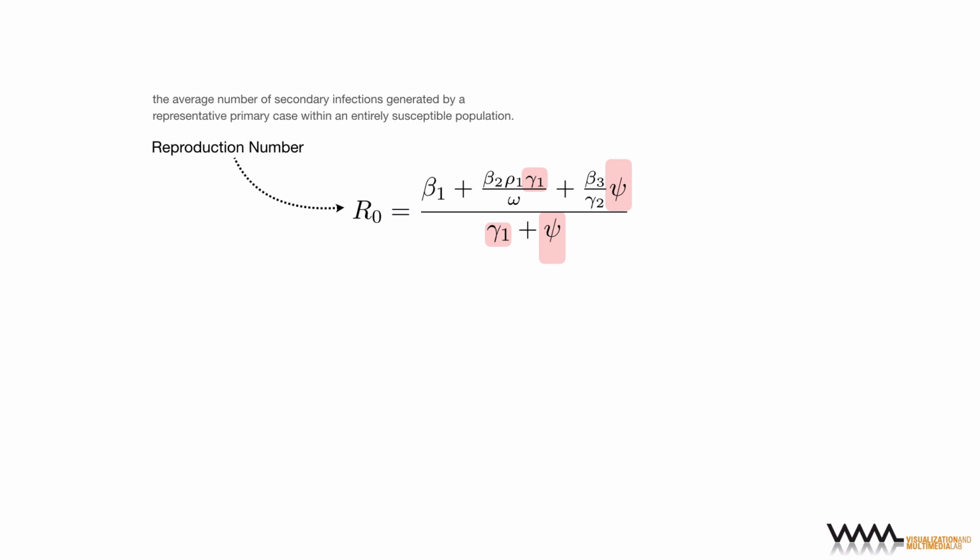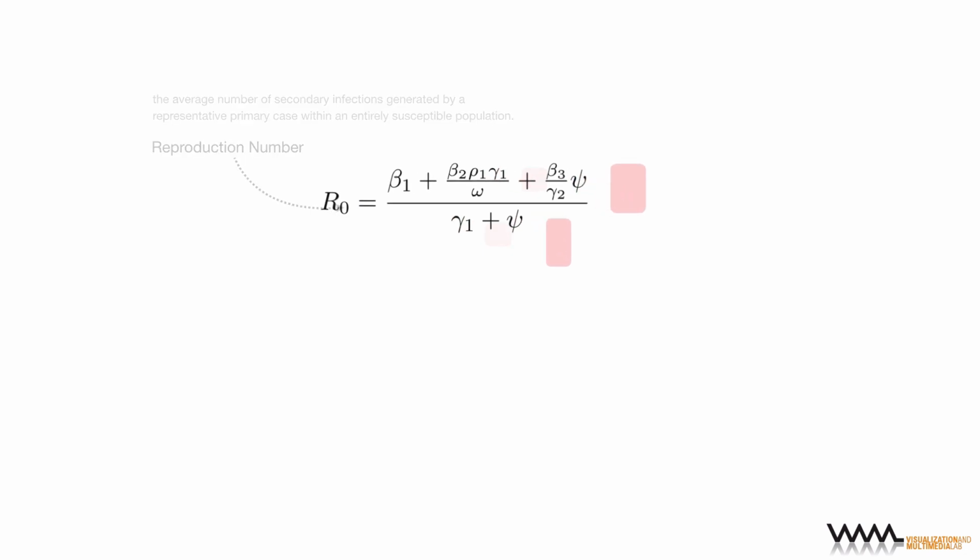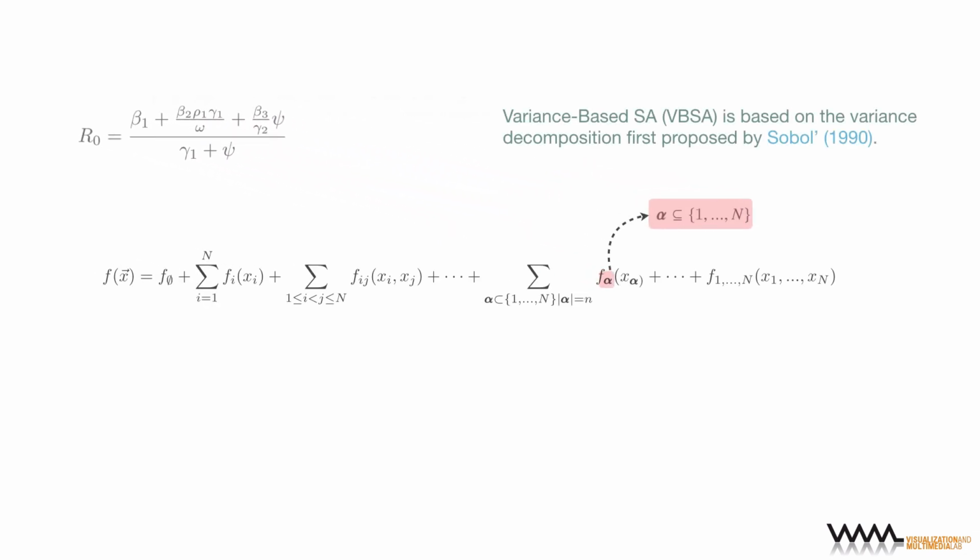So the question is how to numerically quantify the significance of each variable, moreover, the significance of combinations of variables. The good thing is, this problem is well studied in terms of global sensitivity analysis. And variance-based sensitivity analysis proposed by Sobol is one of the most widely used methods.